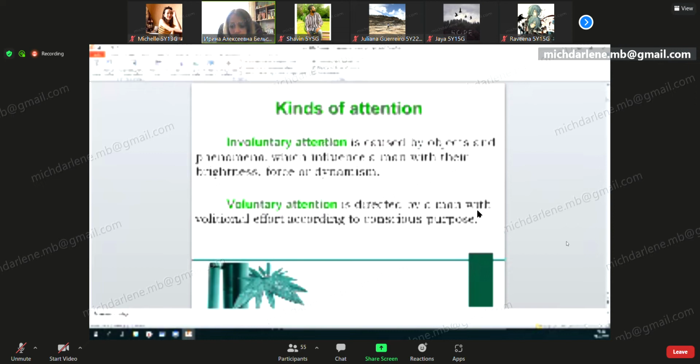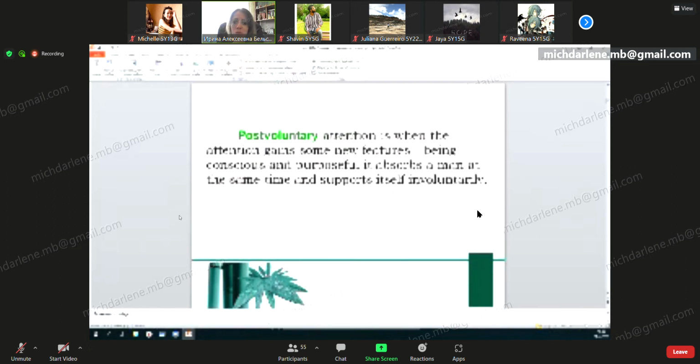This kind of attention, voluntary attention, occurs when someone tries to fulfill some tasks. And when we speak about post-voluntary attention, it's necessary to say that during his activity, the person can become engrossed in his work to such an extent that there will be no need for directing his attention. In this case, voluntary attention gains some new features. Being conscious and purposeful, it absorbs a man at the same time and supports itself involuntarily. So this kind of attention we can define as post-voluntary attention.